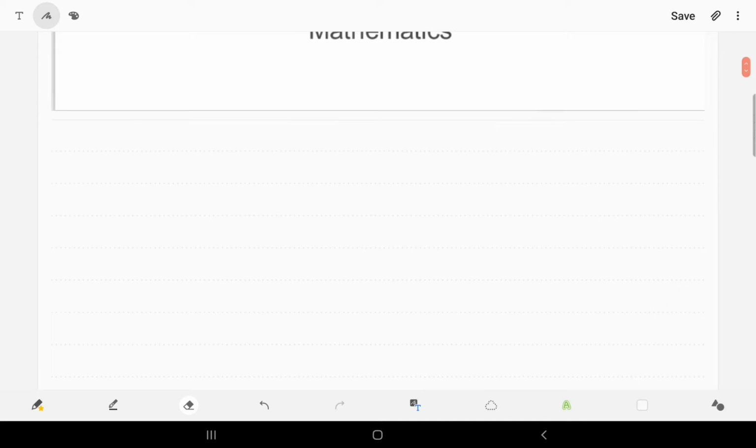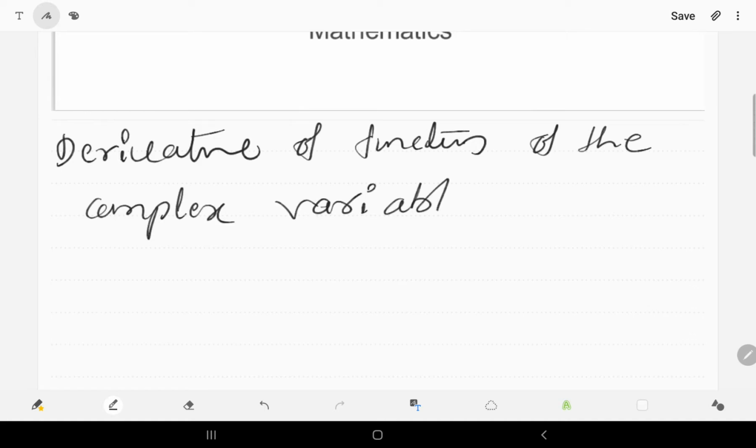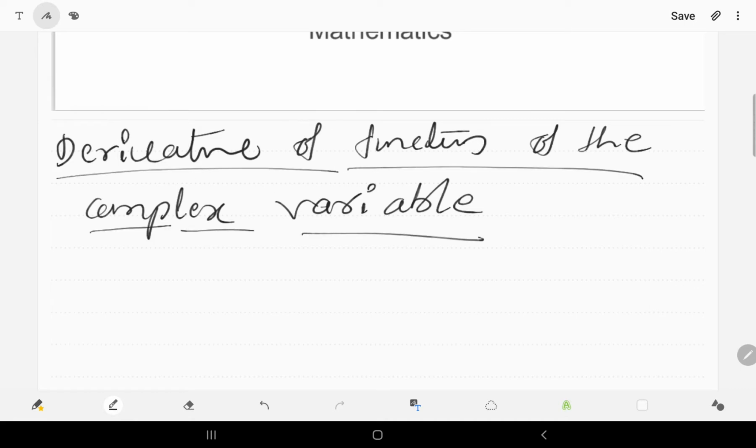In this session, let us study about the derivative of a function of the complex variable, that is, the derivative of the function of a complex variable, or differentiability of the functions of a complex variable.